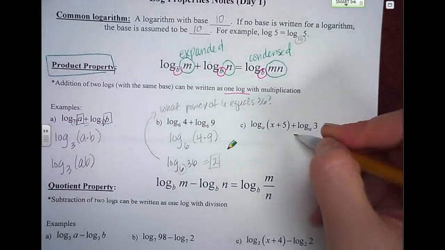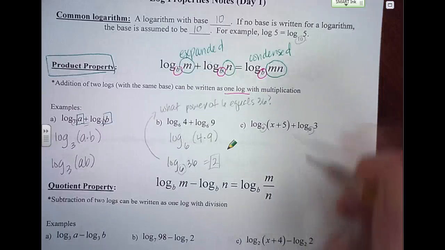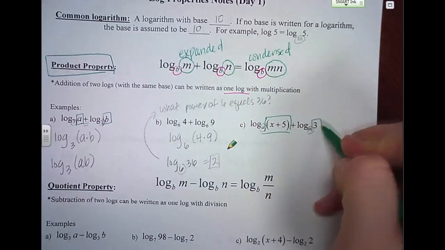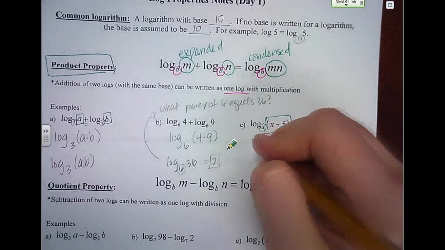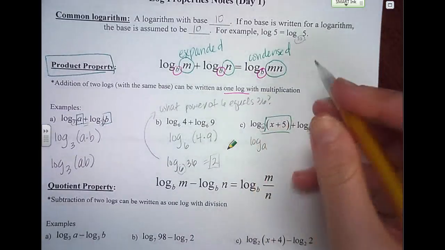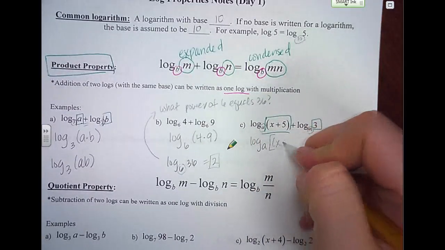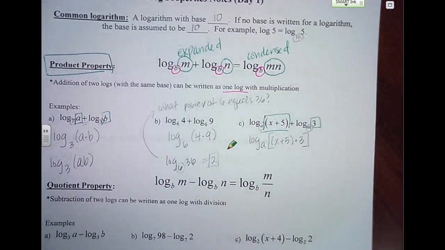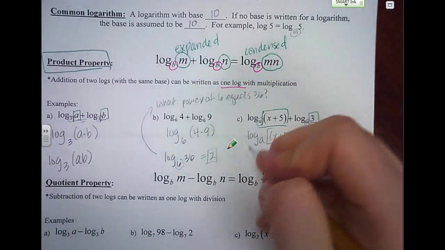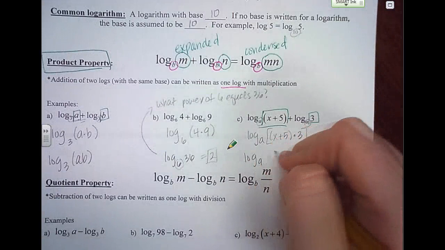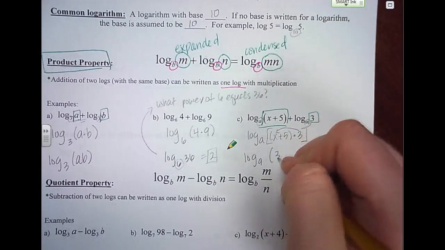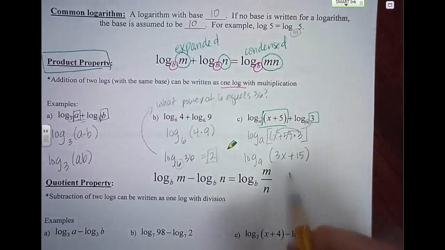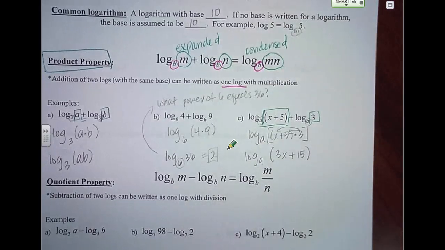Now this third one, the bases are the same, so we're going to multiply these 2 things, x plus 5 and 3. So we have log base a, and I'm going to multiply x plus 5 times 3. Now we can simplify that a little bit. So log base a, I'm going to distribute: 3x plus 15. And that's all I can do there. So that would be my final answer.